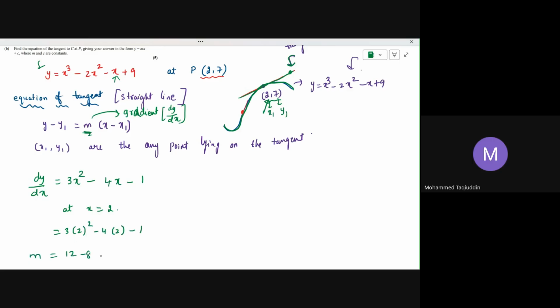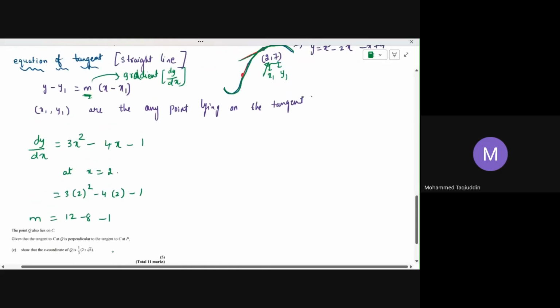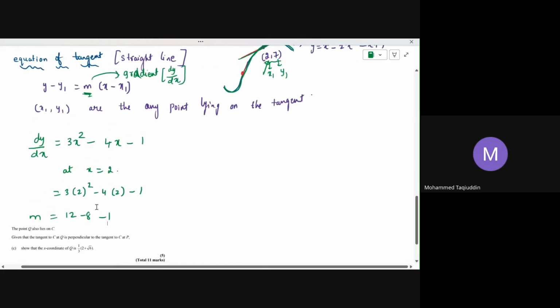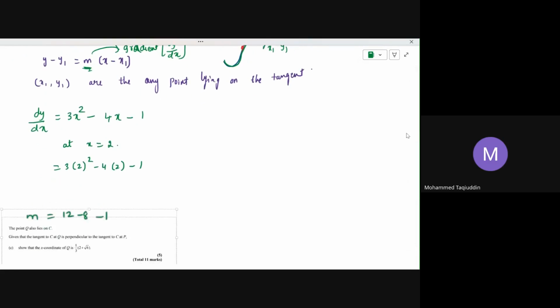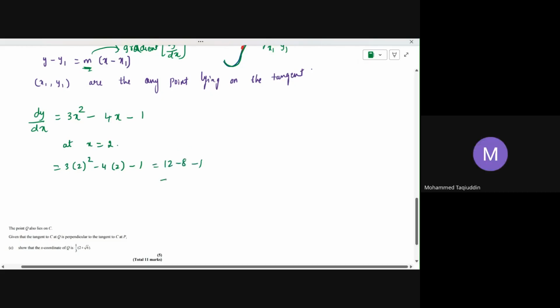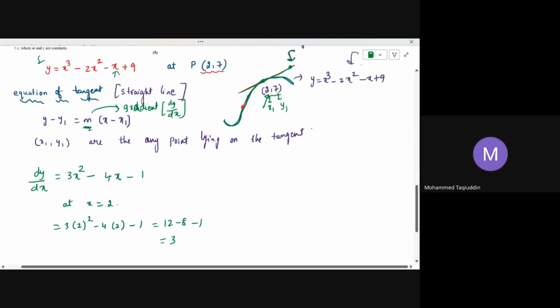12 minus 8 minus 1. So how much am I getting? Will you try this? Just try this. It's 12 minus 8 minus 1. How much is that? 3 or 5? How much? 3, right? 3. So I got the slope, the gradient, as 3 here, isn't it?